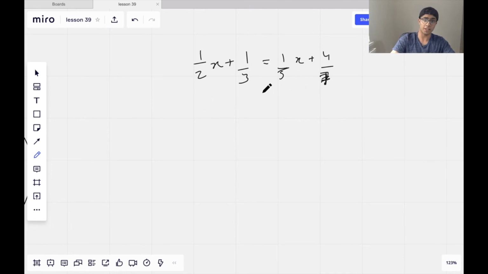So the first thing I'm going to do is collect the x terms and collect the regular terms in one step now, because as you get more comfortable, you can easily do this in one step.